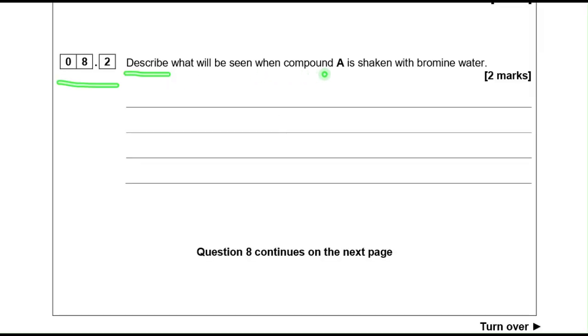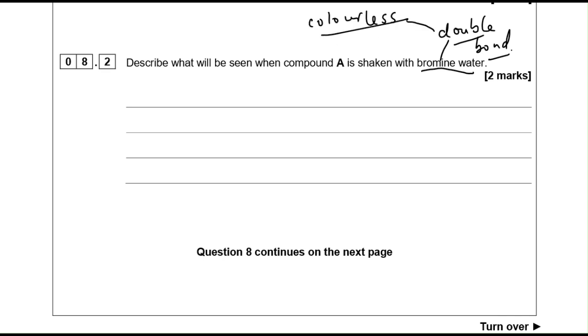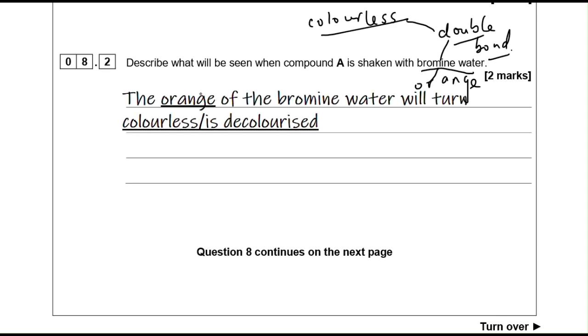8.2. Describe what will be seen when compound A is shaken with bromine water, and this is for 2 marks. This is your classic bromine water test for the double bond. It's a simple recall. The orange of the bromine water will turn colourless. You can say it's decolorized, but you must have orange and colourless or decolorized. So to claim 2 marks for this question, you must say orange of the bromine water will turn colourless or will be decolorized.